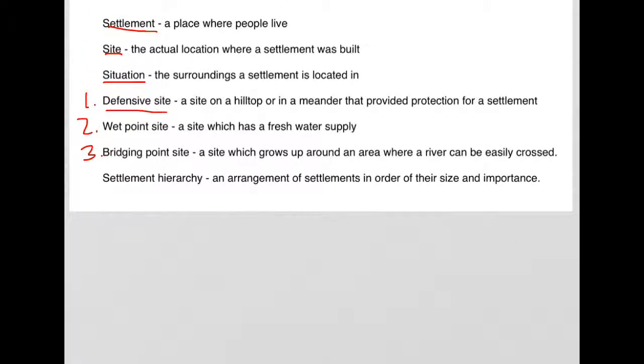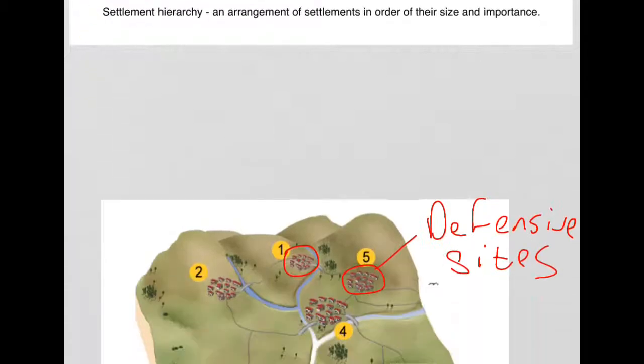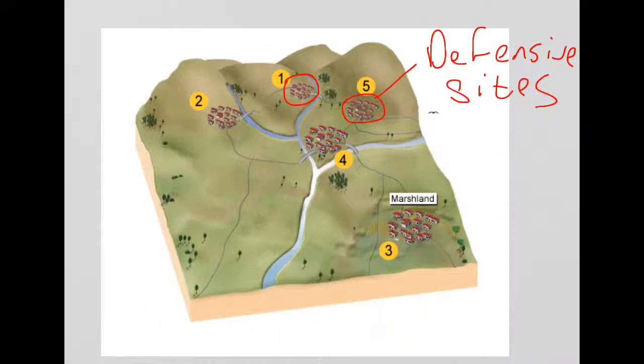Number 2 is a wet point site. This is a site which has a freshwater supply. So, for example, any of these settlements here has a river beside it. This one in the marshland has these small rivers running through it. So they would be wet point sites.